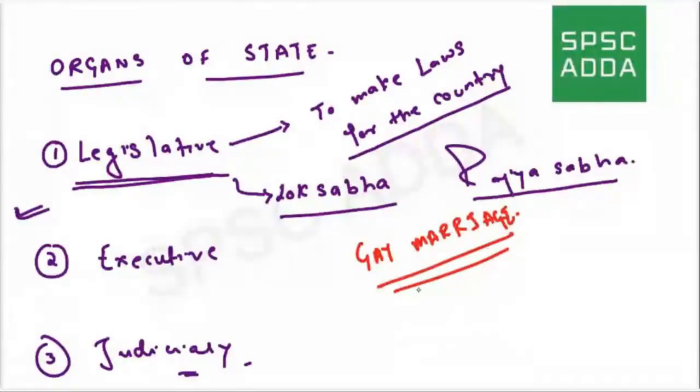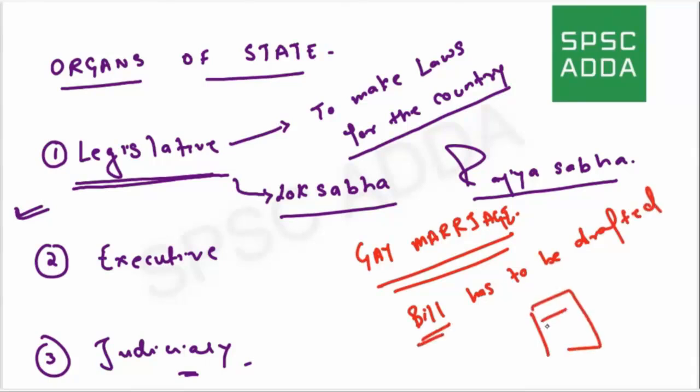For example, if you want a law on this subject, firstly, a bill has to be drafted. So, what is a bill? A bill is something in which everything will be written, like the age of marriage, all that information will be given. Then this bill has to be presented in Lok Sabha. Then it has to be passed by a majority there.